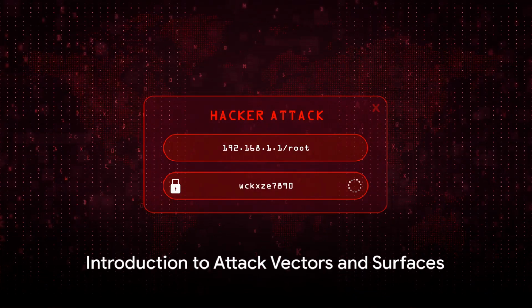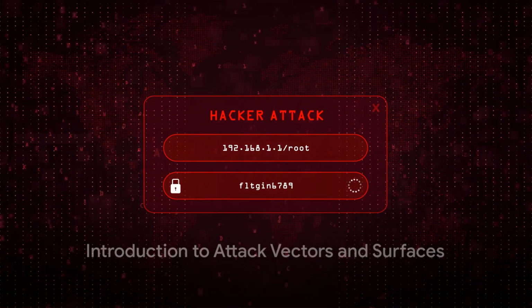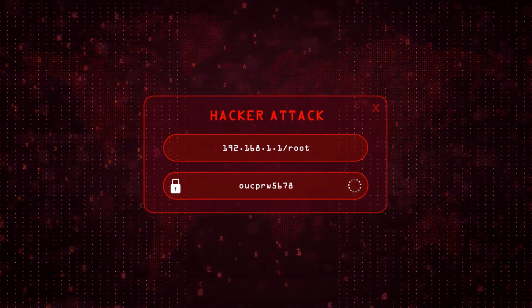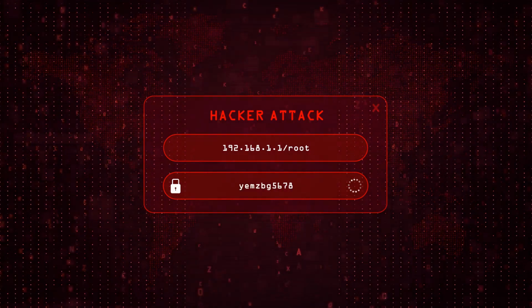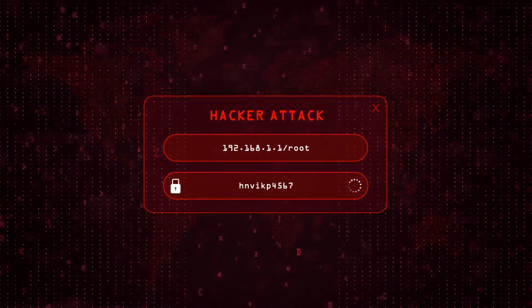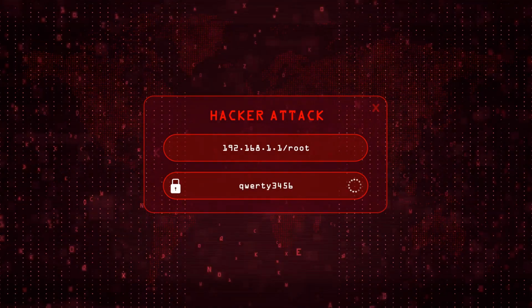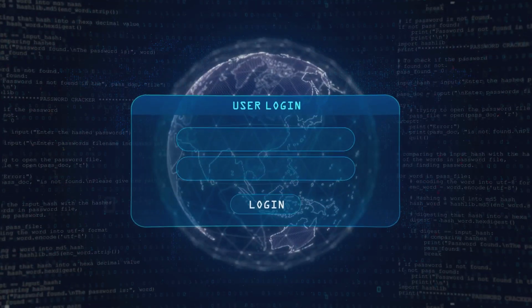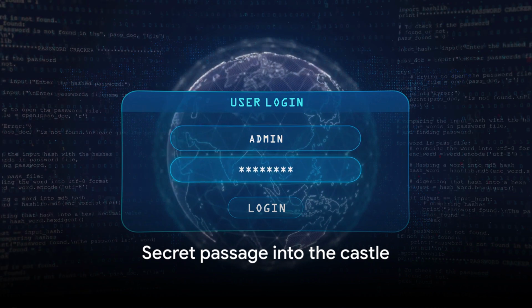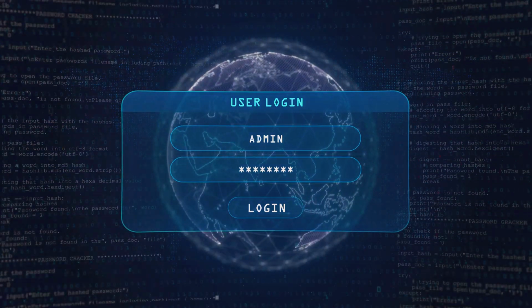Ever wondered what an attack vector or an attack surface is in the realm of cybersecurity? Well, let's demystify these terms. An attack vector is essentially the path or method that a cyber attacker uses to breach the security of a system. It's like a secret passage they exploit to sneak into a castle, undetected.